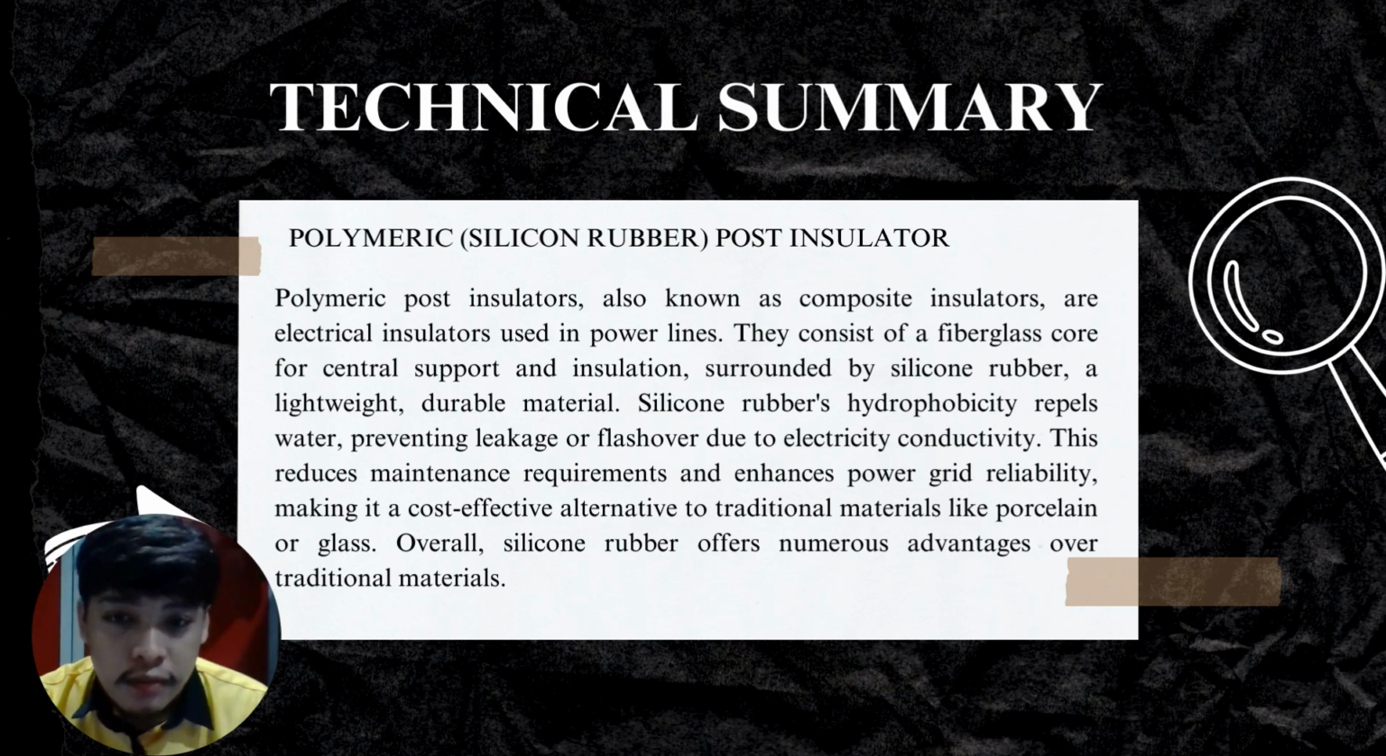So for the technical summary, the first is the polymeric silicon rubber post insulator. Polymeric post insulators, also known as composite insulators, are electrical insulators used in power lines. They consist of a fiberglass core for central support and insulation, surrounded by silicon rubber, a lightweight, durable material. Silicon rubber hydrophobicity repels water, preventing leakage or flashover due to electrical conductivity. This reduces maintenance requirements and enhances power grid reliability, making it a cost-effective alternative to traditional materials like porcelain or glass. Overall, silicon rubber offers numerous advantages over traditional materials.